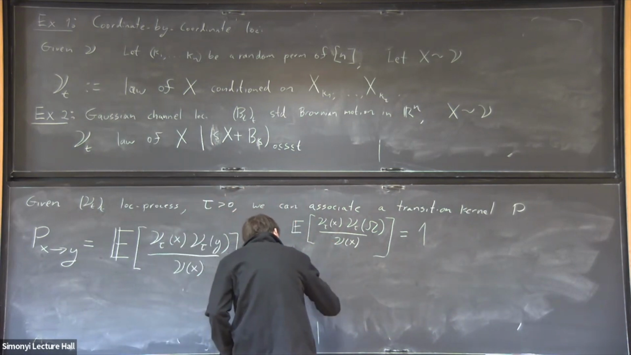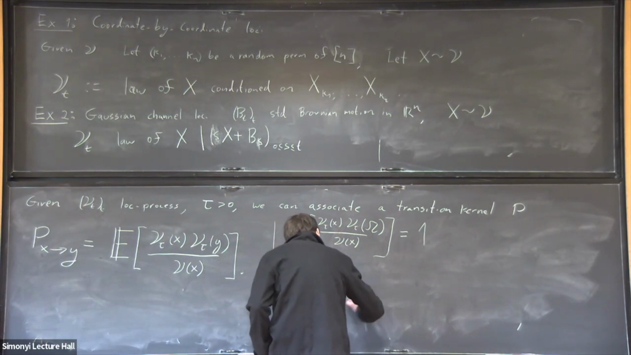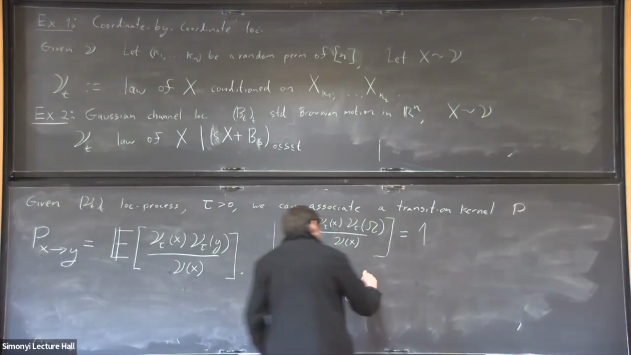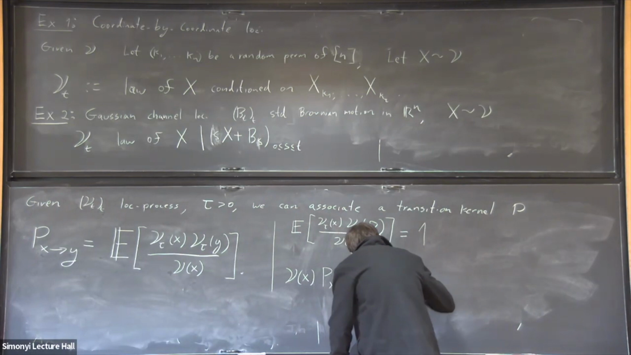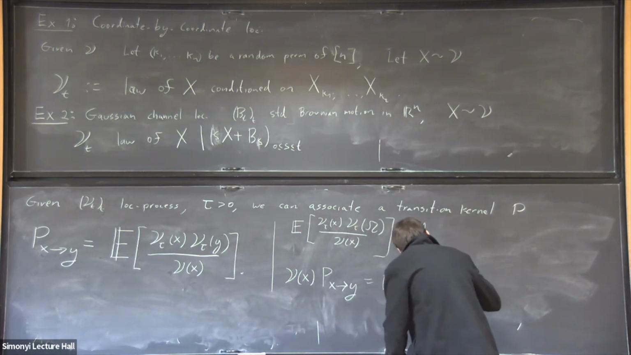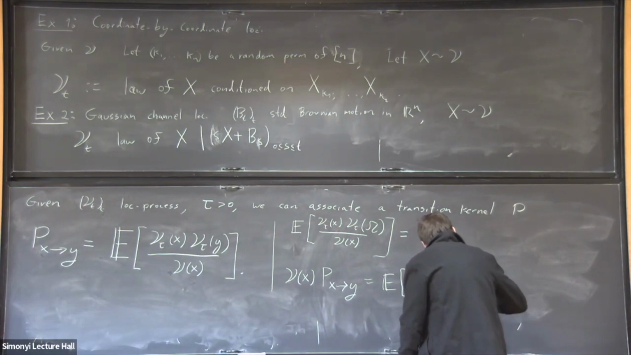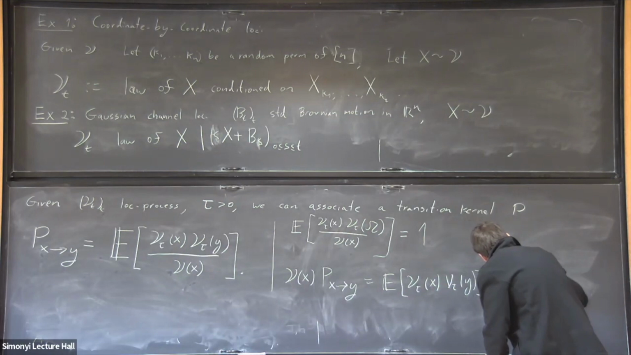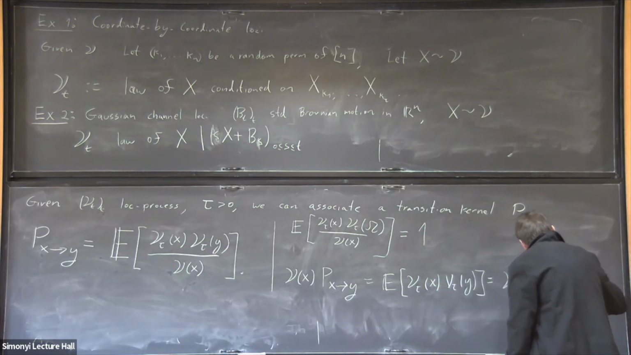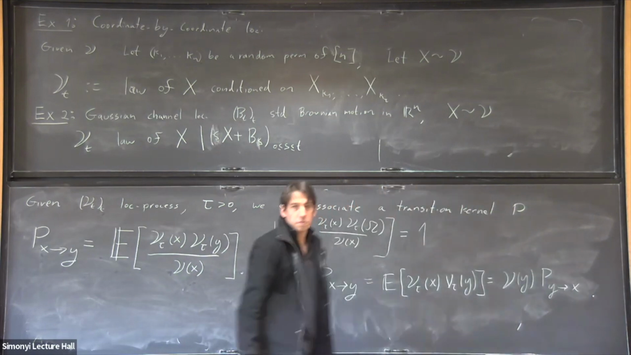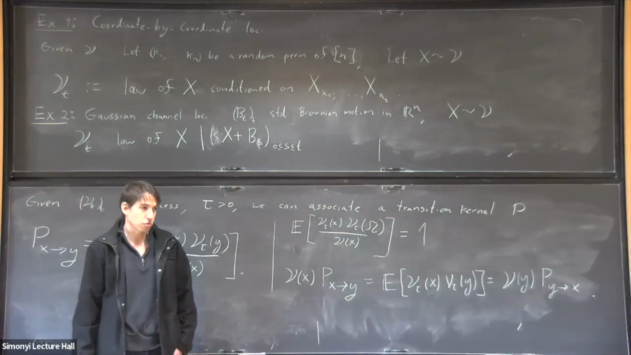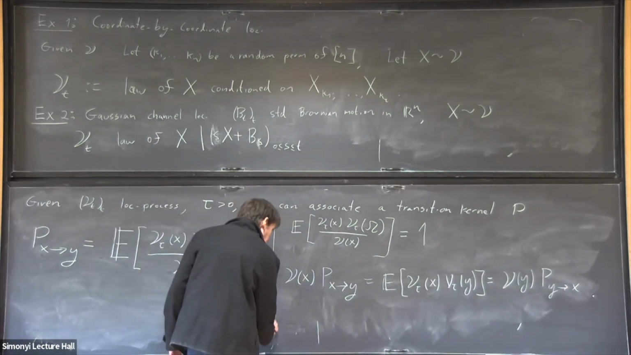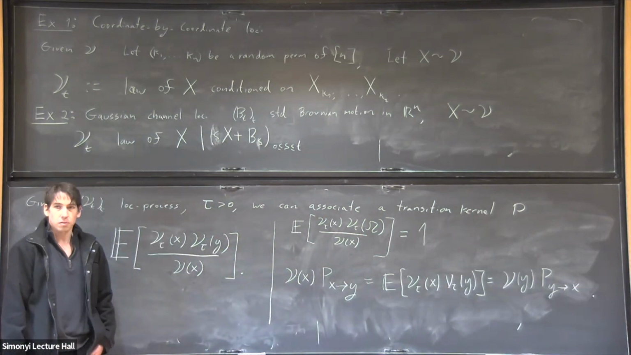if I take nu of X times P to go from X to Y, well, this nu of X cancels out with this. It's just like the expectation of nu tau X, nu tau Y, which obviously by symmetry is nu Y, P to go from Y to X. It's reversed. And the stationary measure is nu. Okay, so this is kind of a very natural thing once you have the localization scheme.